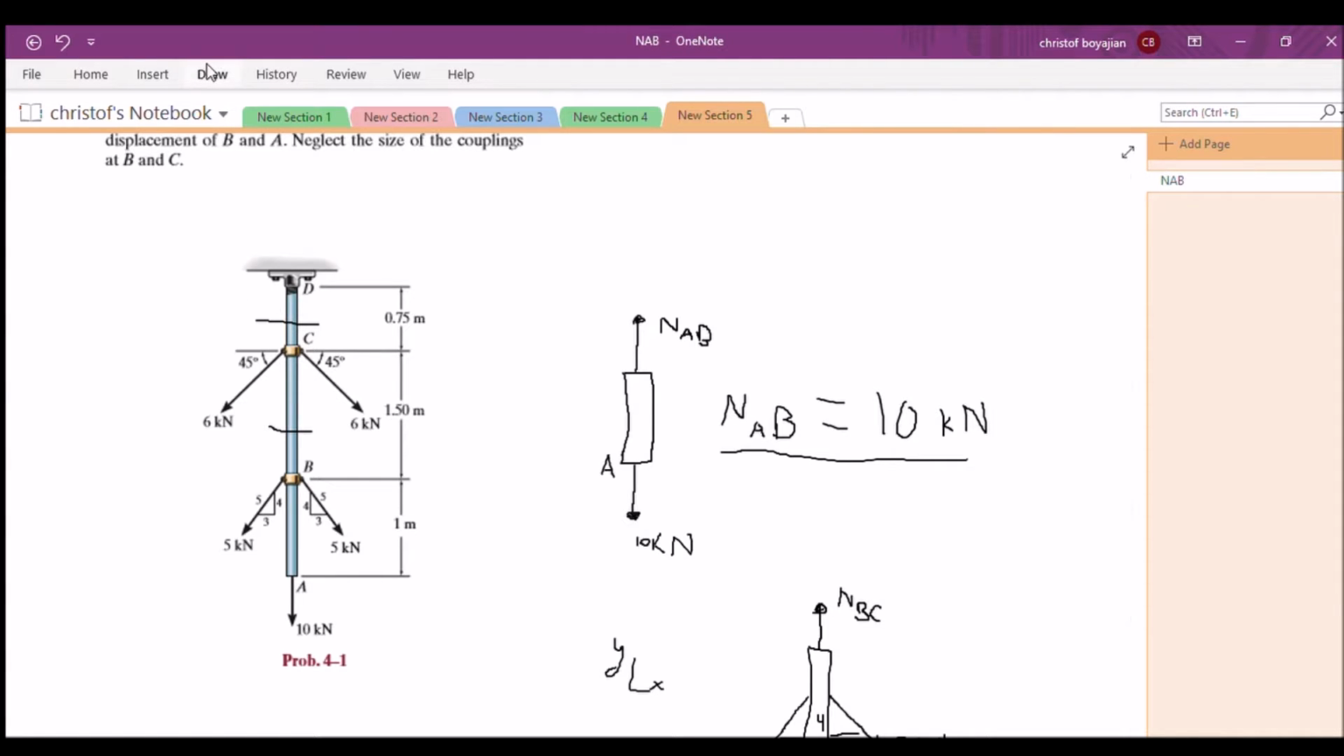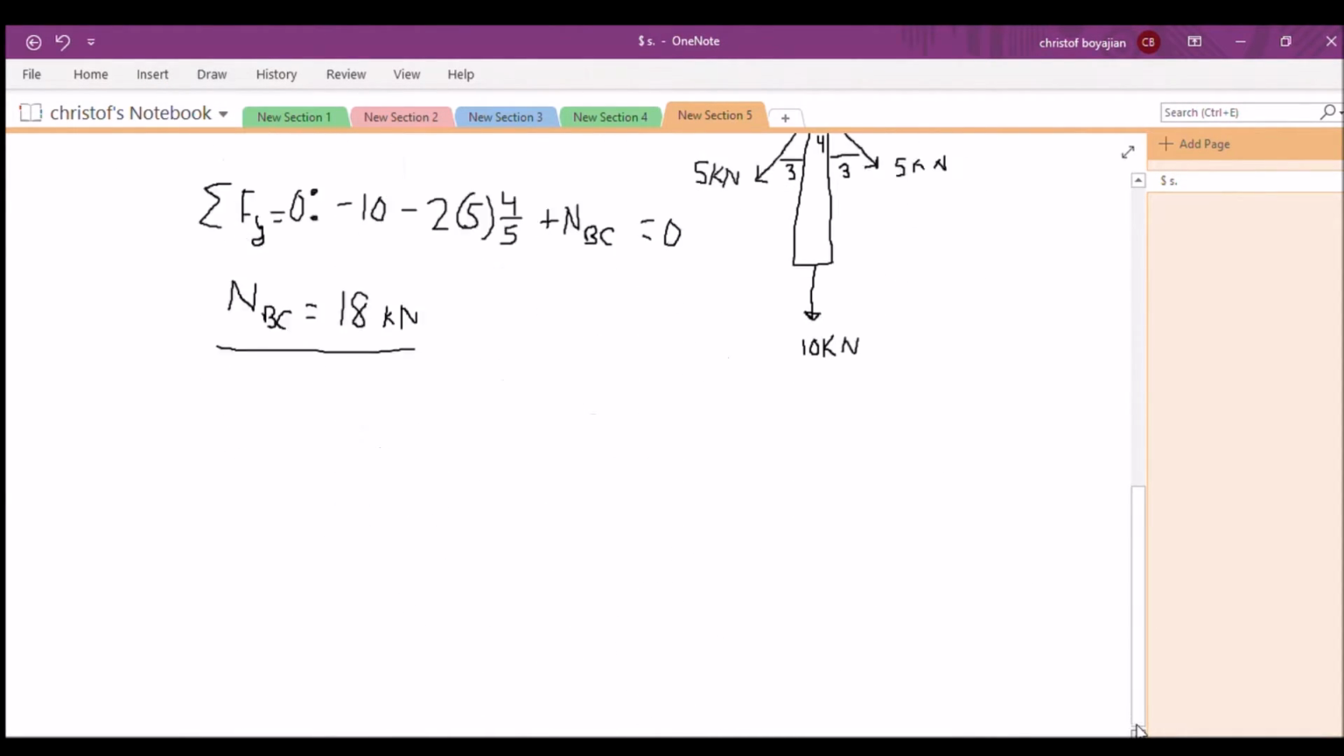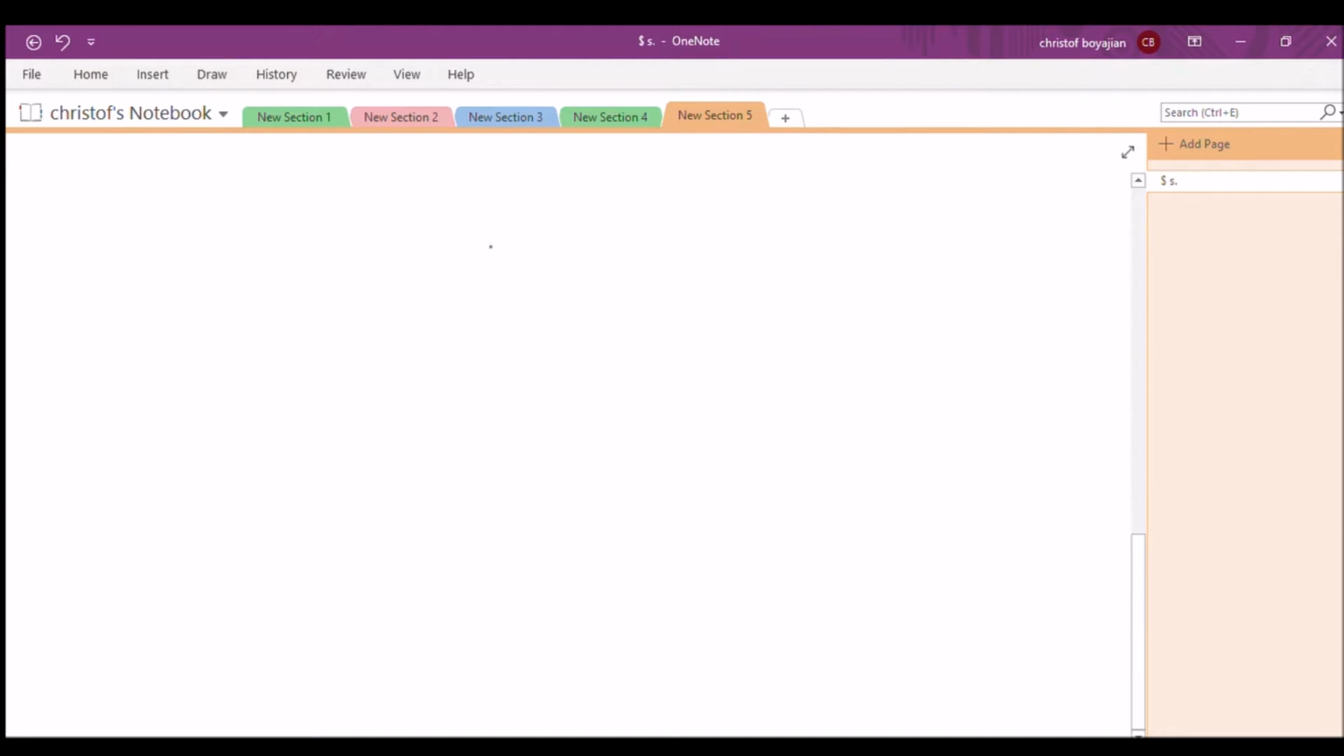So let's go ahead and find the internal effect between C and D right here if we cut right there. I'm going to make a big space here because this is going to be a big long beam. I should probably use straight lines for this, but I'm going to do my best. Okay, there we go.